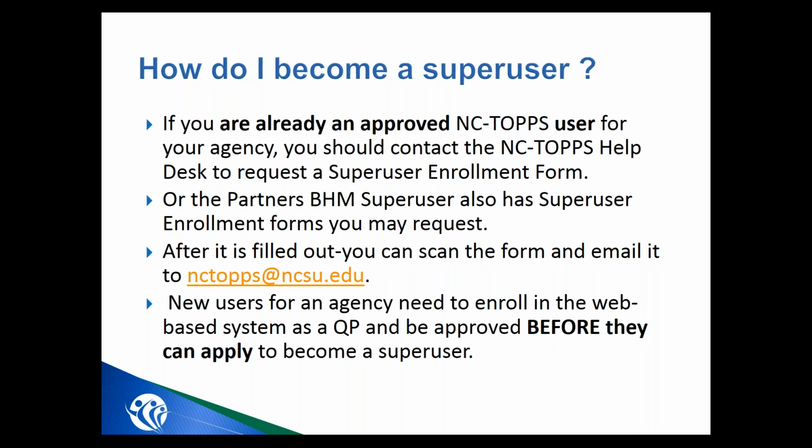So how do you become a super user? If you're already an approved NC TOPPS user for your agency, all you would need to do is contact the NC TOPPS help desk to request the super user enrollment form, or you can contact us here at Partners through the NC TOPPS questions at partnersbhm.org email address, which I'll provide at the end. Once you have that form and you've completed it, you'll then email it to NCTOPPS at ncsu.edu. This is the NC TOPPS help desk email address.